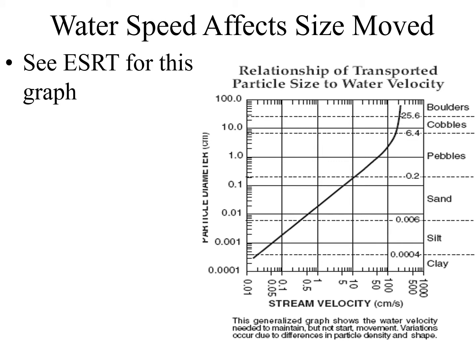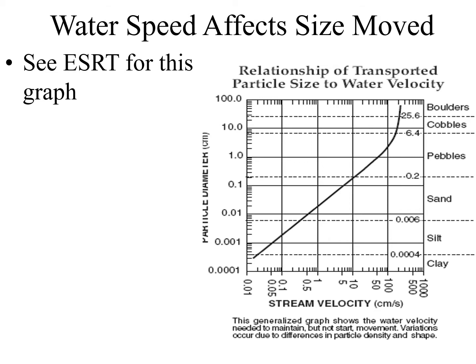And this graph, look at the two sides. You have the particle diameter on the y-axis and the stream velocity on the x-axis. This is on page 6 in your reference tables. And it's a wonderful chart.